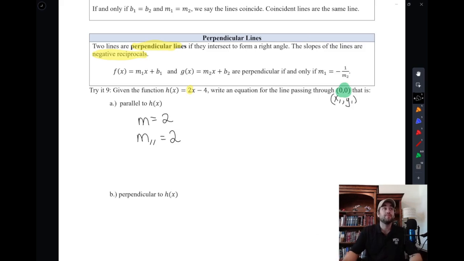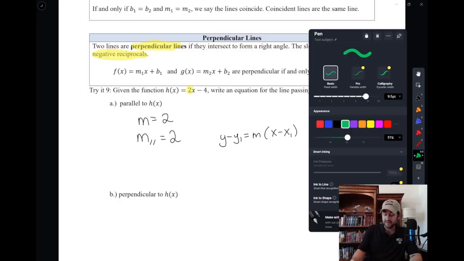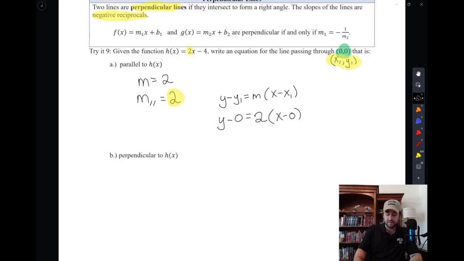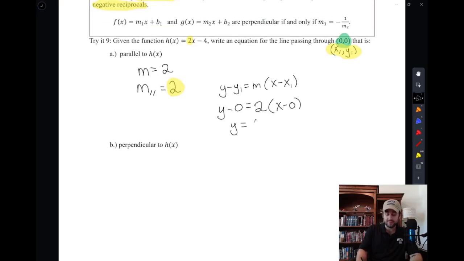And I'm just going to use the point slope form. So we have y minus y1 equals m times x minus x1. And I have those three things to plug and chug. I have my x1 and my y1, and I have my m parallel. And so I'm going to say y minus 0 equals 2x minus 0. And if you solve that down, you get y equals 2x. That is your parallel line passing through the point 0, 0.